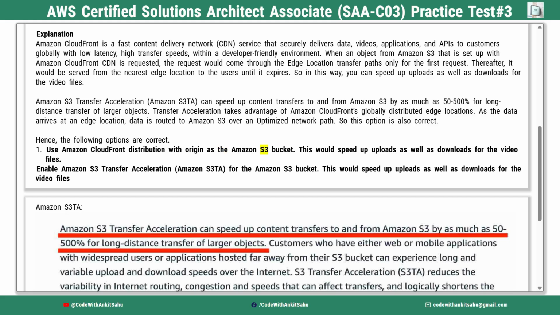Hence, the following options are correct. Use Amazon CloudFront distribution with origin as the Amazon S3 bucket. This would speed up uploads as well as downloads for the video files. Enable Amazon S3 transfer acceleration, Amazon S3 TA, for the Amazon S3 bucket. This would speed up uploads as well as downloads for the video files.